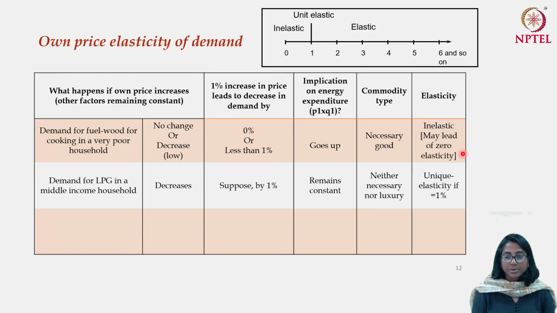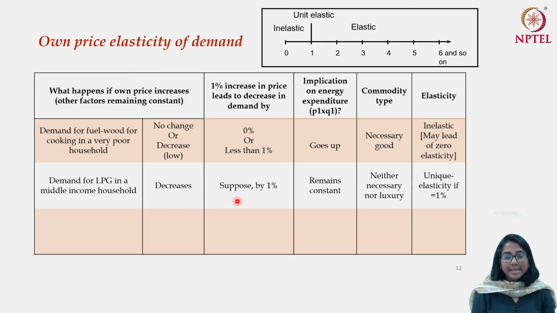Coming to the second example. This is a middle income urban household, and we are talking about the demand for LPG when the own price increases. So the LPG price increases, what is happening to the demand for LPG? See, here you can think that the LPG demand may decrease, because this is a middle income household. They also have the option of using kerosene, right? So the moment the LPG price goes up, they can switch a part of cooking from LPG to kerosene.